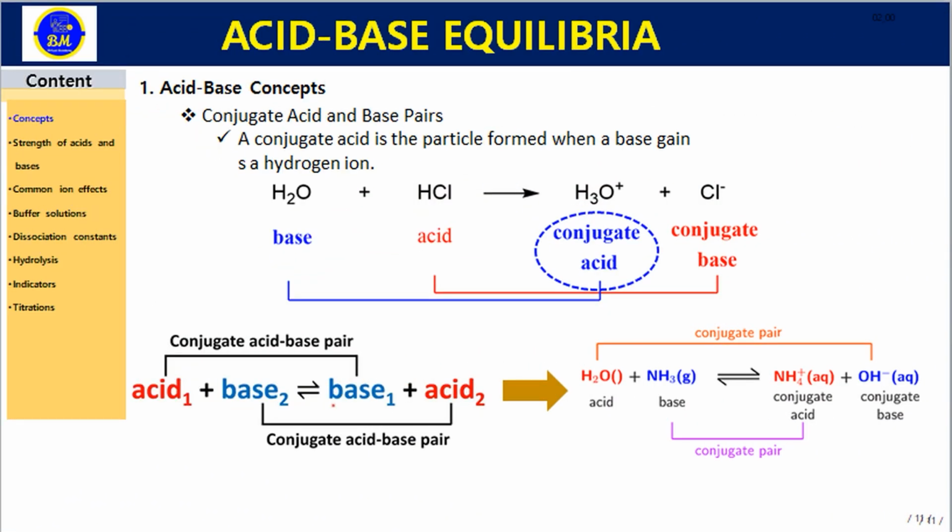The other important concept within the Bronsted-Lowry theory is conjugated acid-base pair. What does it mean? Conjugated acid is a particle formed when a base gains a hydrogen ion.